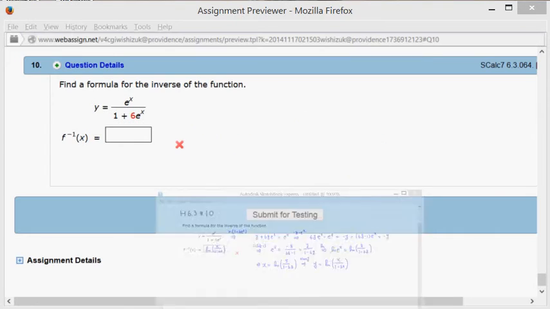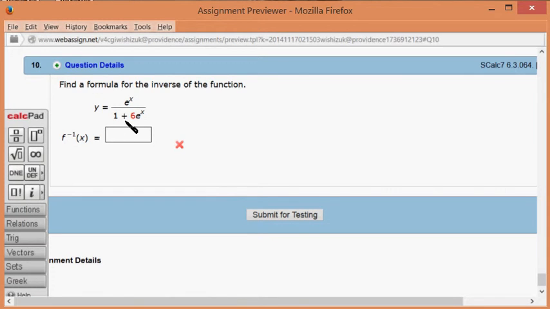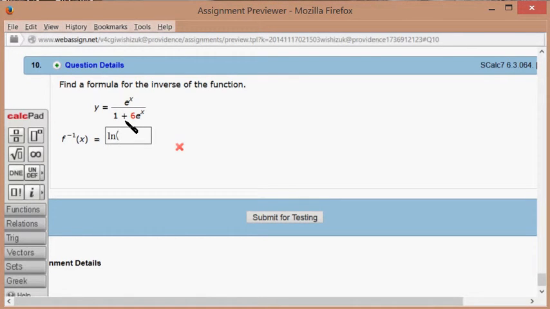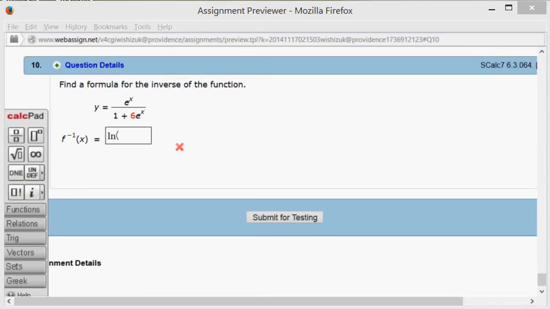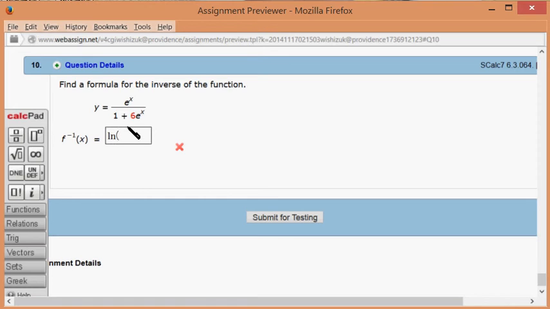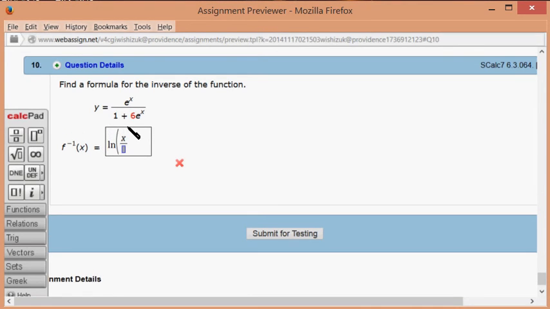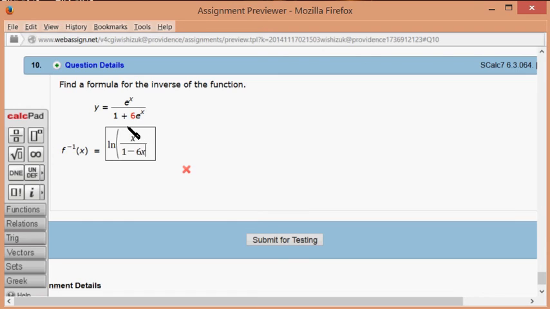So let's type it in. So it's going to be natural log of x over, where is x? x over 1 minus 6x. Oh, sorry, I'm not typing. So here, x over 1 minus 6x.